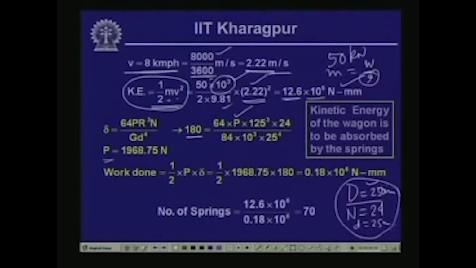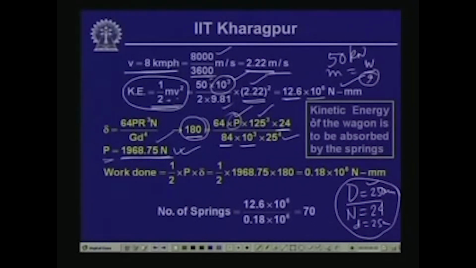So, with these values, if we substitute over here, we have P unknown, R is equal to 250 by 2, which is 125 cube, and N is 24. The shear modulus G is given as 84 gigapascal. So, 84 times 10 to the power 3 megapascal, and diameter D is 25, so 25 to the power 4. So, this gives us a value of P equal to 1968.75 Newton. So, this is the value of the load that can be applied to the spring, so that the deflection criteria is satisfied.